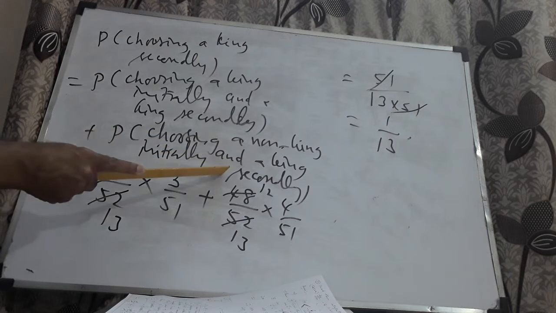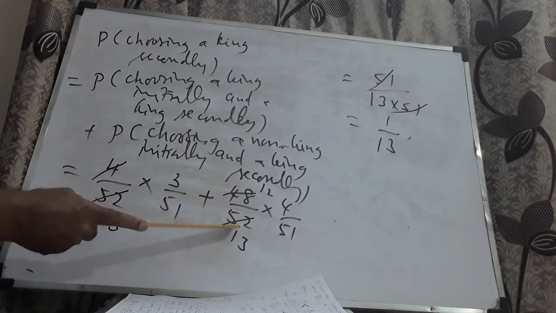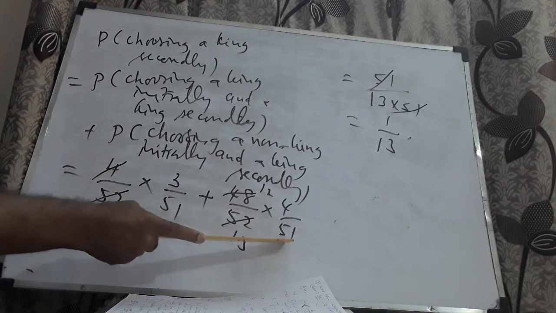A non-king initially and a king secondly. It's ordinary logic. How many kings are there initially? 4, so 4 by 52, multiplied by the number of kings which gets reduced here, 3 by 51. How many non-kings are there? 48. So 48 by 52, into all the kings are available, 4 by 51.